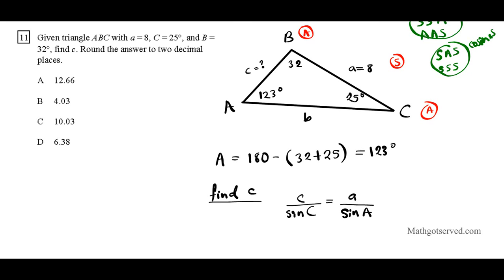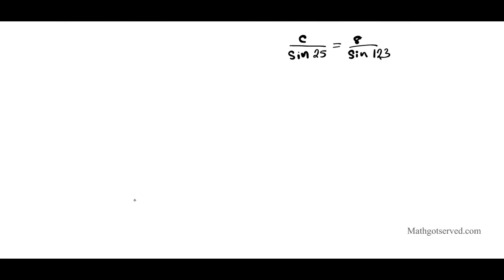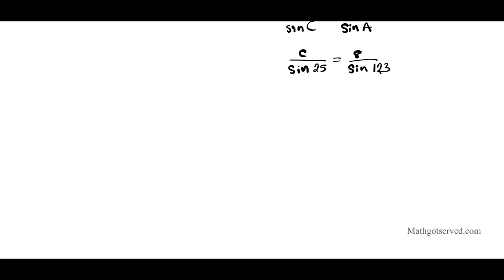All right, let's go ahead and substitute and solve for little c. So little c, which is unknown, over sine big C, which is 25, equals little a, which is 8, over sine big A, which is 123. Now let's get little c by itself and multiply both sides by sine 25. So sine 25 on the left and sine 25 on the right. This divides out, and we're going to end up with little c equals.